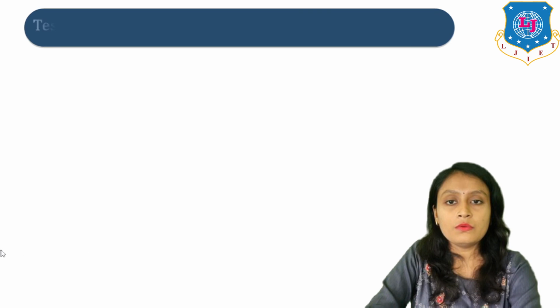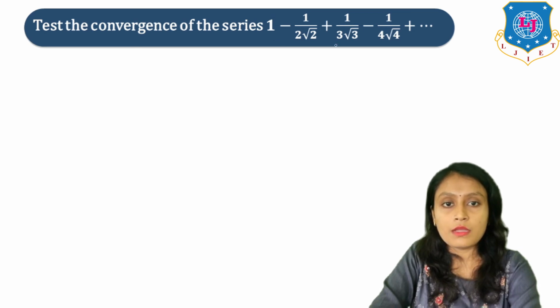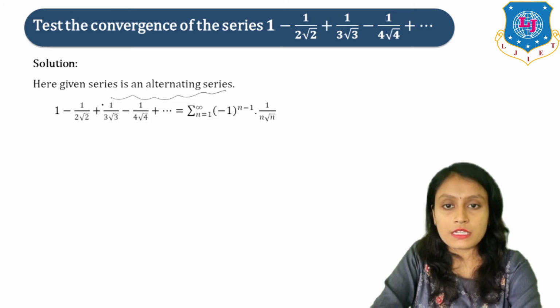Now we will solve one more example. Test the convergence of the series 1 minus 1 upon 2 root 2 plus 1 upon 3 root 3 minus 1 upon 4 root 4 and so on. So firstly we will find un. Also you can see that the given series is alternating because we have the minus plus terms. So firstly we will see that this is an alternating series and so we will apply Leibniz test.